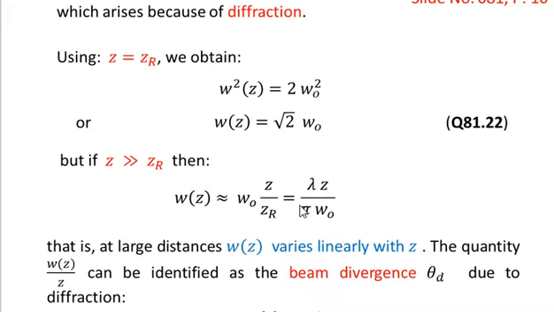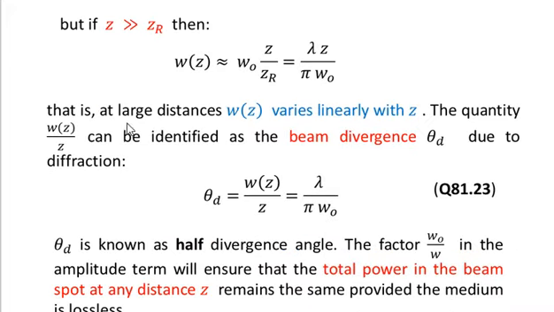And if you substitute the value of zr over here, that becomes equal to lambda z over pi W naught. So if you are measuring the spot size at a large value of z, that is, z is much greater than zr, then of course the spot size W of z is given by lambda z over pi W naught, that is, at large distance W of z varies linearly with z. So if z increases, W of z will also increase, because this is a linear relationship between the spot size and the distance of propagation z.